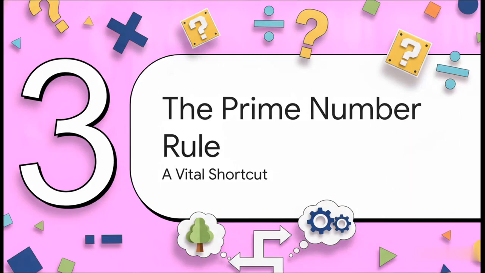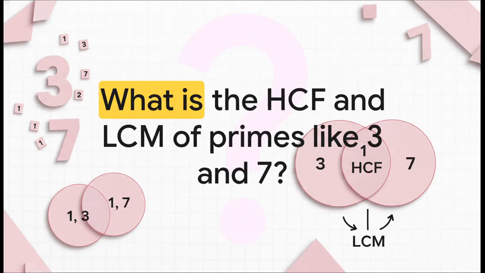Okay, step 3, the prime number rule. Let's run through a quick what-if scenario just to test our grasp on these core definitions. So, what exactly is the HCF and LCM of 2 prime numbers? Let's use 3 and 7 as a quick example. Take a second and think about the literal definition of a prime number. A prime number is only divisible by 1 and itself, right? That uniquely impacts its factors, doesn't it?